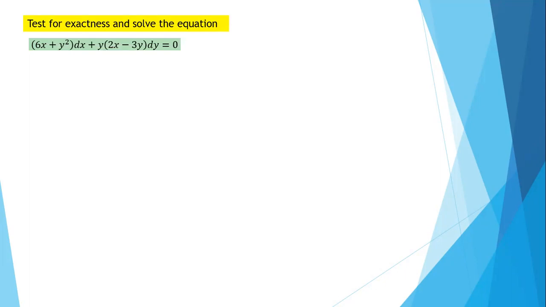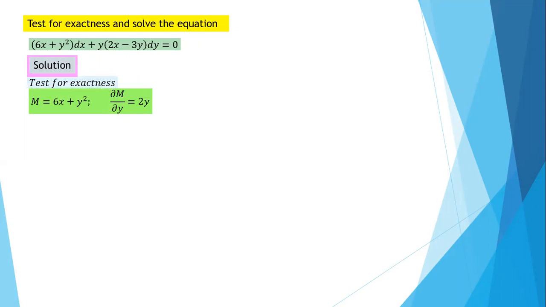So, another example of a differential equation that is exact. Test for exactness and solve the equation (6x + y²) dx + y(2x − 3y) dy = 0. Again, the equation is only exact if the partial derivative of M with respect to y is equal to the partial derivative of N with respect to x. So first, test for exactness.